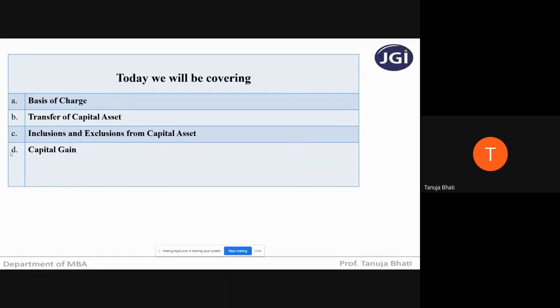Very good, students. Next, what is the meaning of capital asset? It is nothing but any kind of property which is held by the assessee, whether it is relating to business or not relating to his business or profession. Can you all tell me any two exclusions? What is to be excluded from the definition of capital asset?